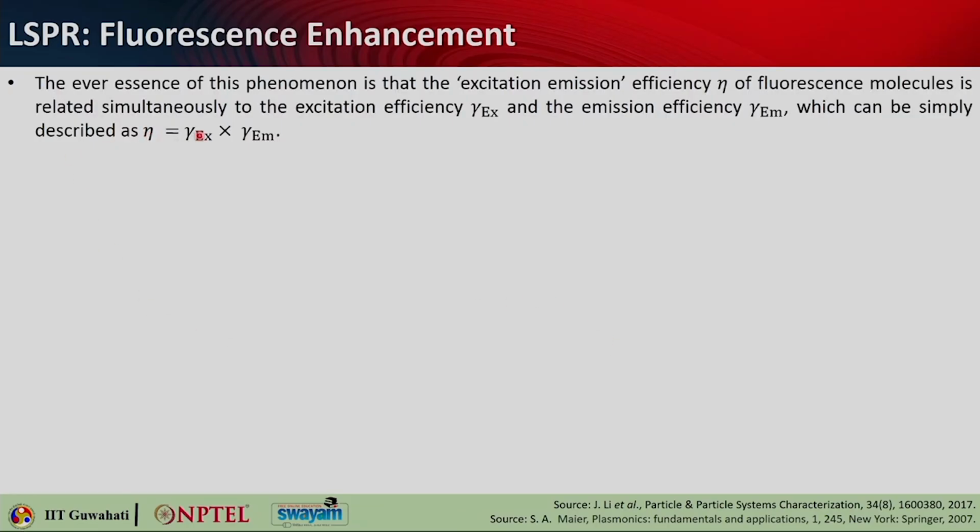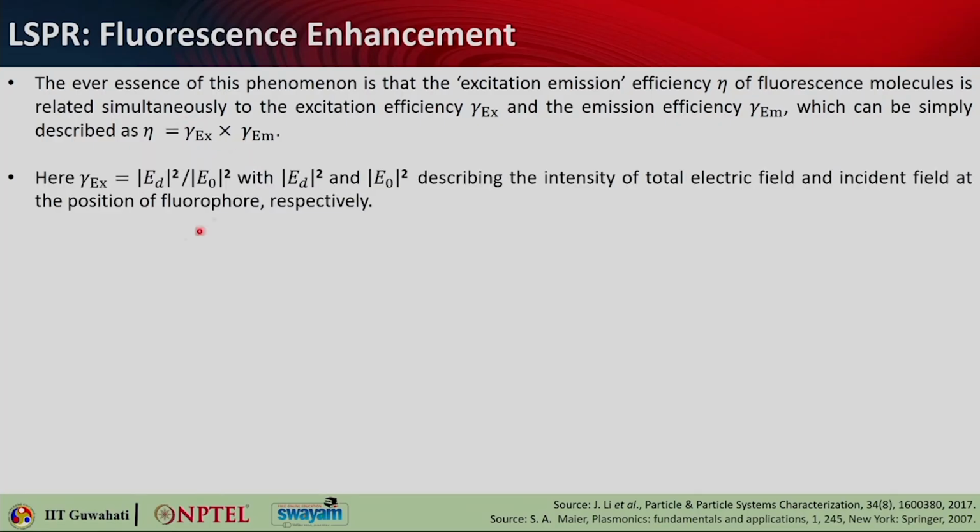You can see here that the essence of this phenomenon is that the excitation emission efficiency eta of the fluorescence molecule is related simultaneously to the excitation efficiency, which is gamma Ex, and the emission efficiency, which is gamma Em. So, eta can be written as gamma Ex times gamma Em. Now, what is gamma Ex? Gamma Ex basically is the ratio of the electric field intensity of the total field over the incident field in the position of the fluorophore.